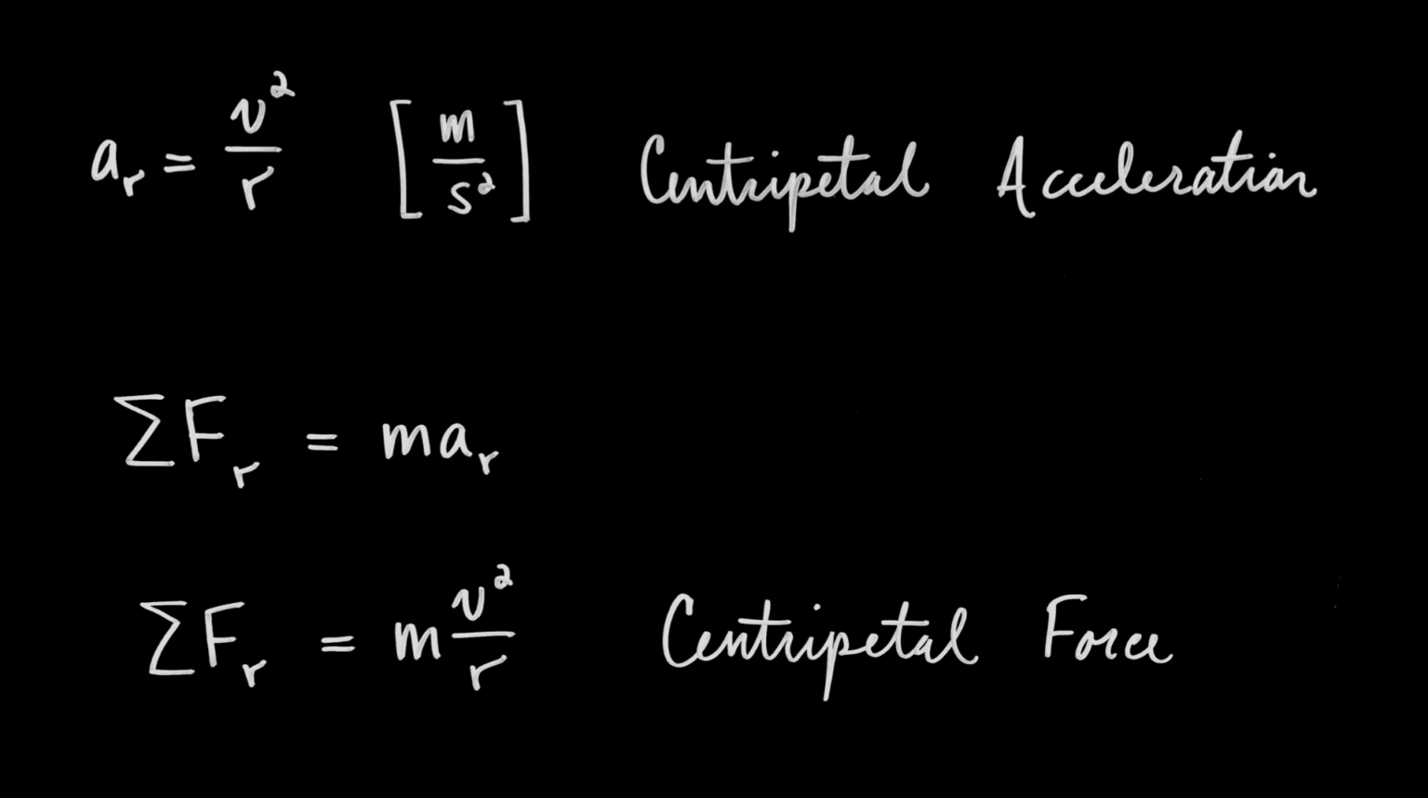The acceleration is in the direction of the force. If the acceleration is towards the center, the force has to be toward the center, or potentially away from the center, as we'll learn as we apply this to the problem. So, the sum of the forces that are radial is equal to the mass times the radial acceleration, but that radial acceleration is v squared over r. We call this centripetal force.